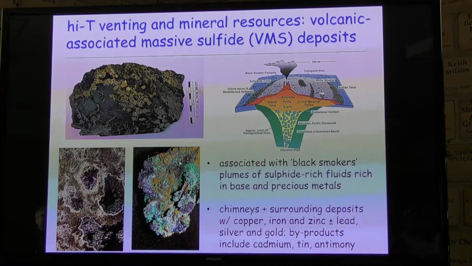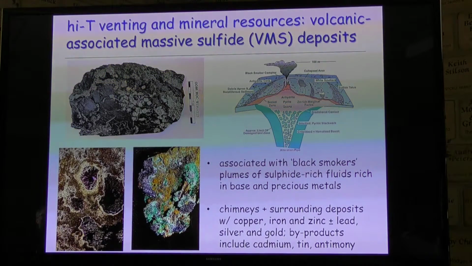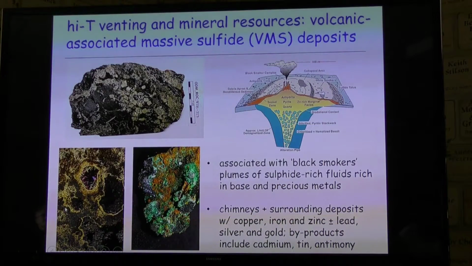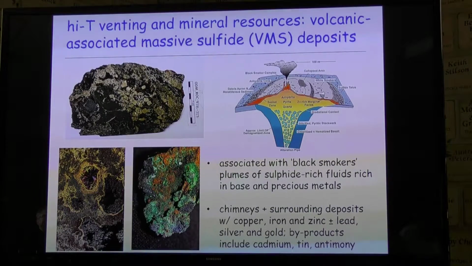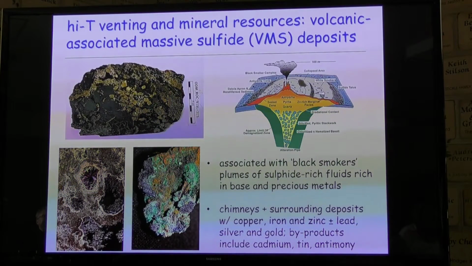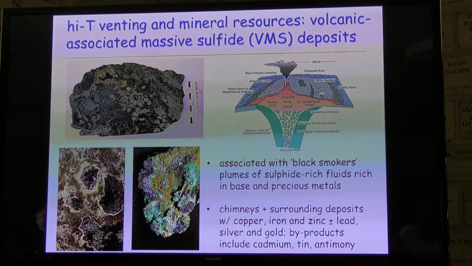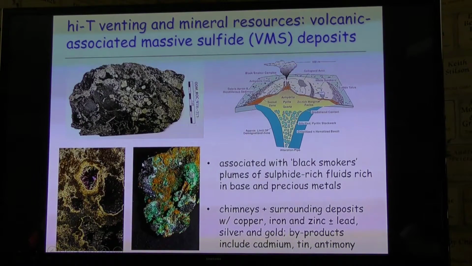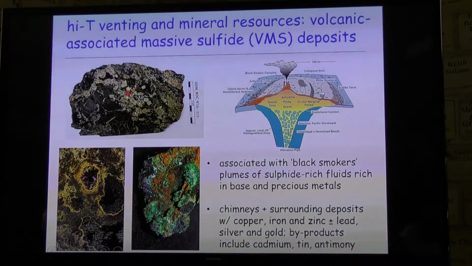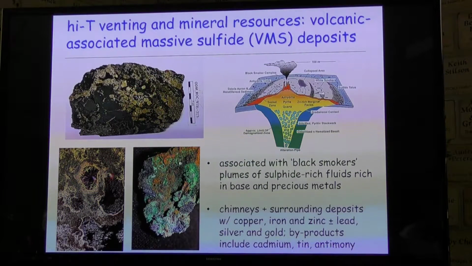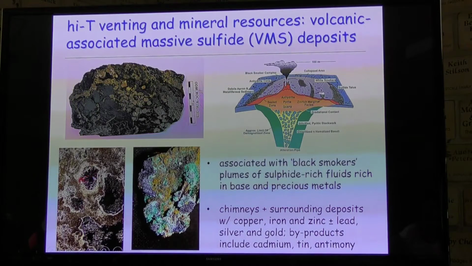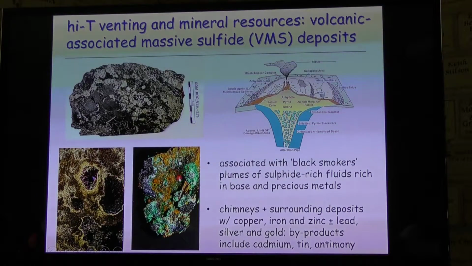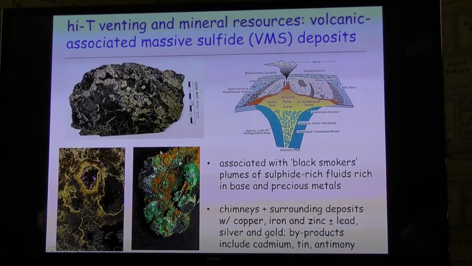And so again, these high temperature mineral resources are associated with the black smokers. And their chimneys and their surrounding deposits are going to have copper, iron, zinc, lead, silver, gold, and byproducts of cadmium, tin, and antimony. So these are all things that we use. And so that's why a lot of different governments are interested in them. And these are just some of the samples that we collected with the French on the mid-Atlantic ridge. And you can see just beautiful pyrite and chalcopyrite here, pyrite, and then I don't even know what this purple mineral is, it's not amethyst. So these are just images.